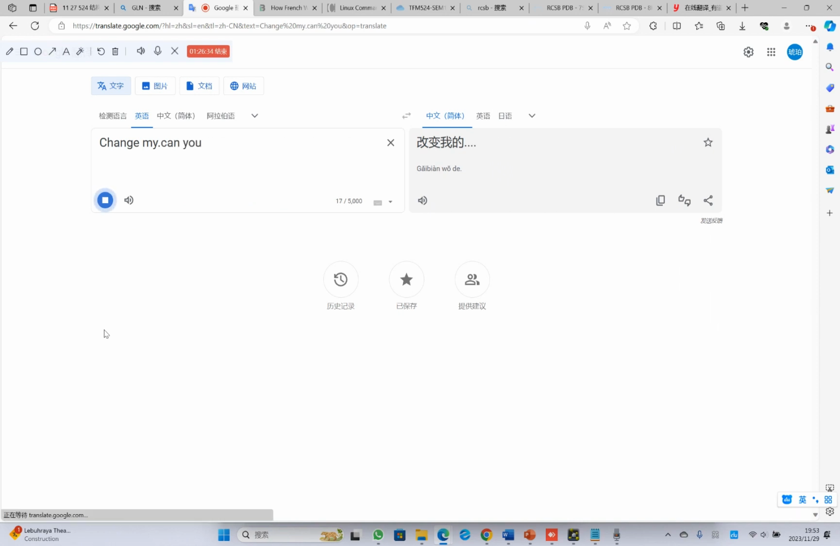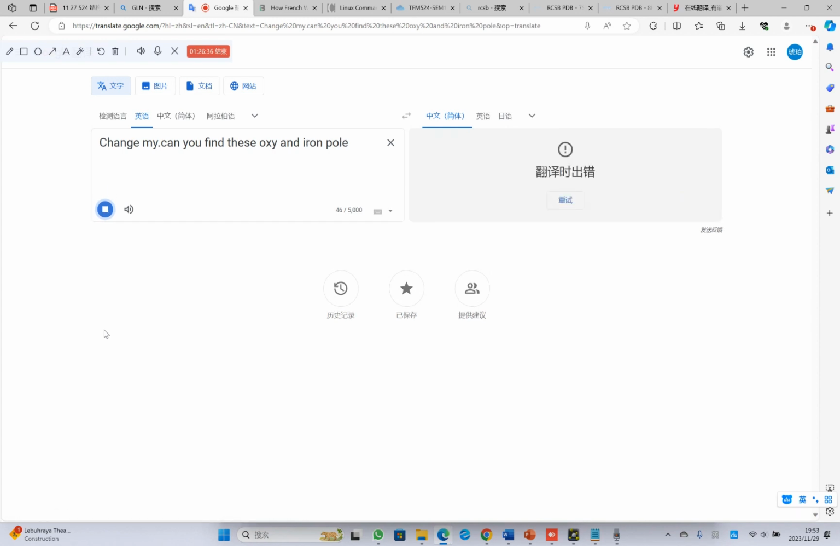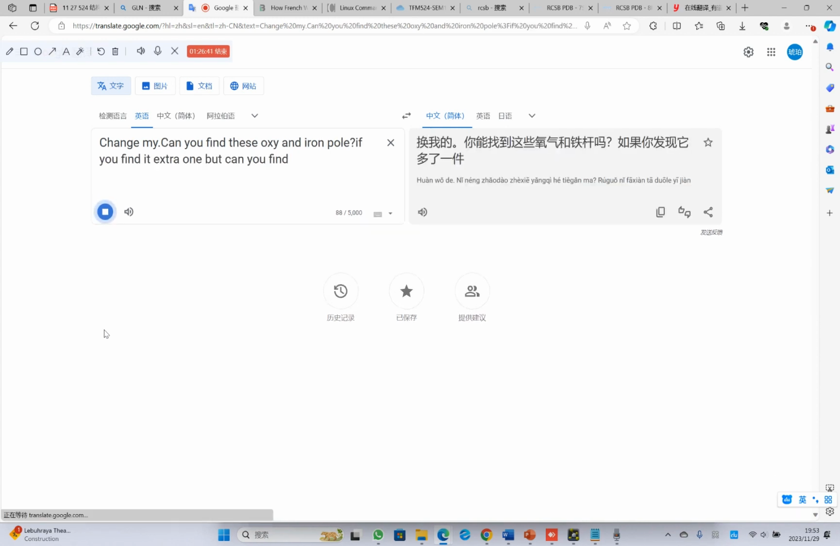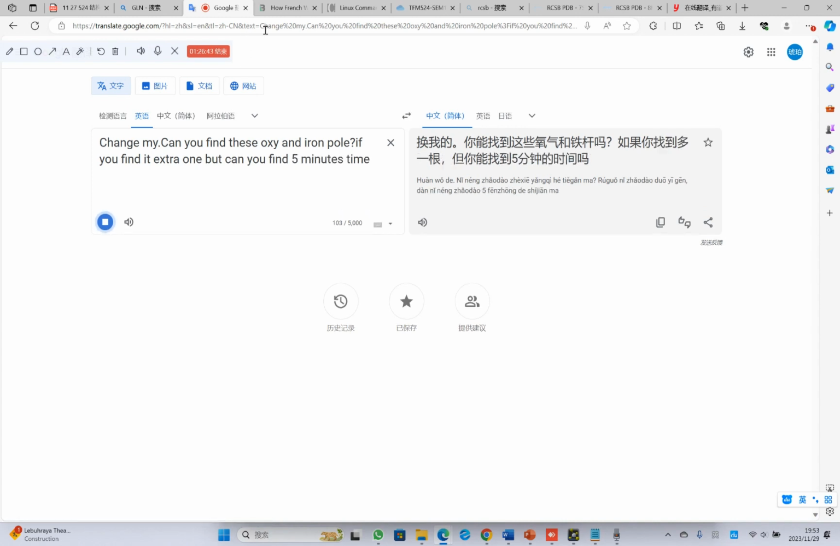Can you find this oxy-anion hole? Find it, extra one part. Can you find it? Five minutes.